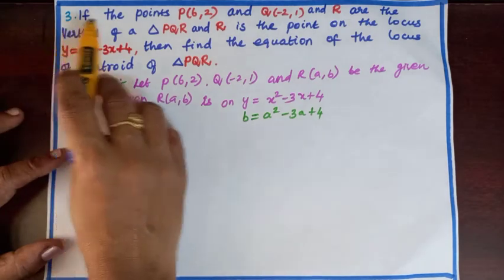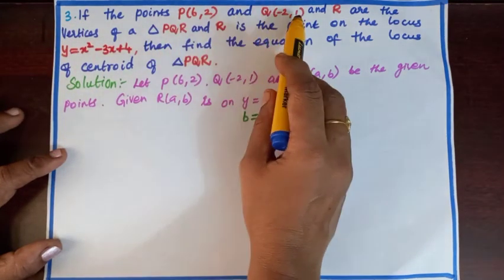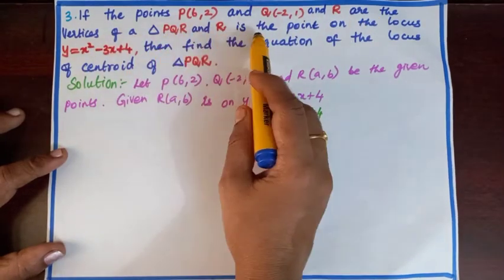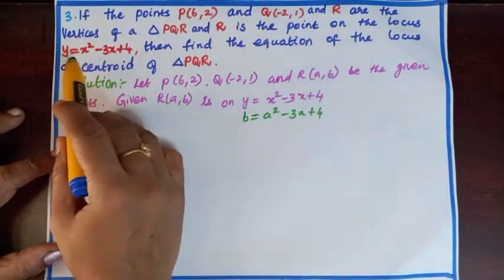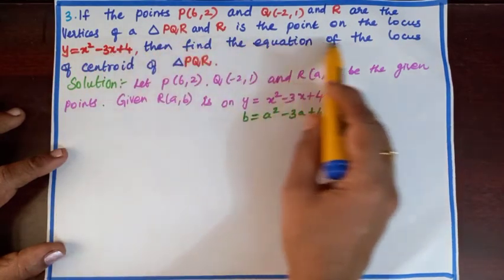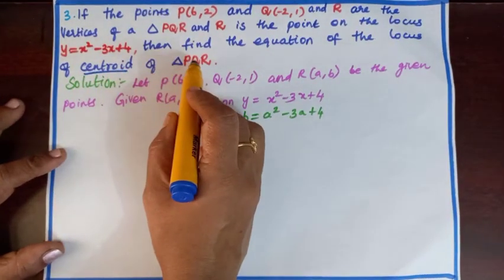Question number 3. If the points P(6, 2) and Q(-2, 1) and R are the vertices of a triangle PQR, and R is the point on the locus of y equals x square minus 3x plus 4, then find the equation of the locus of the centroid of triangle PQR.